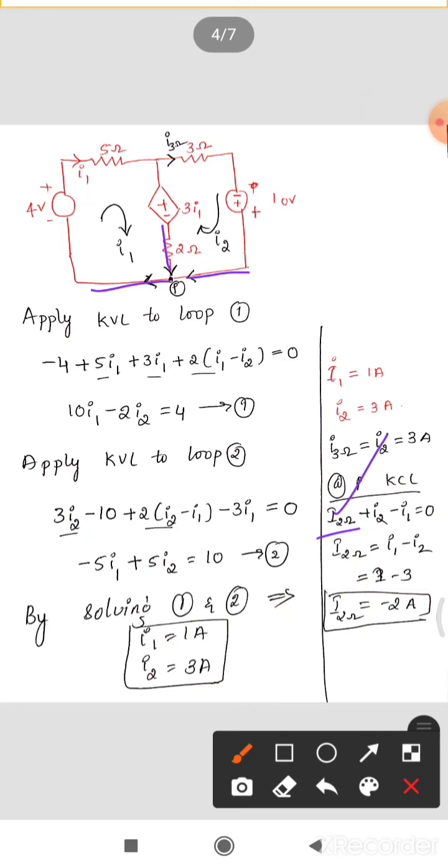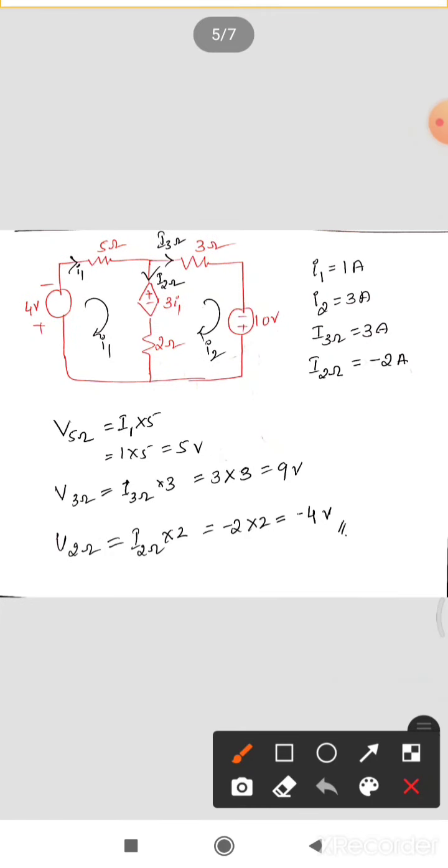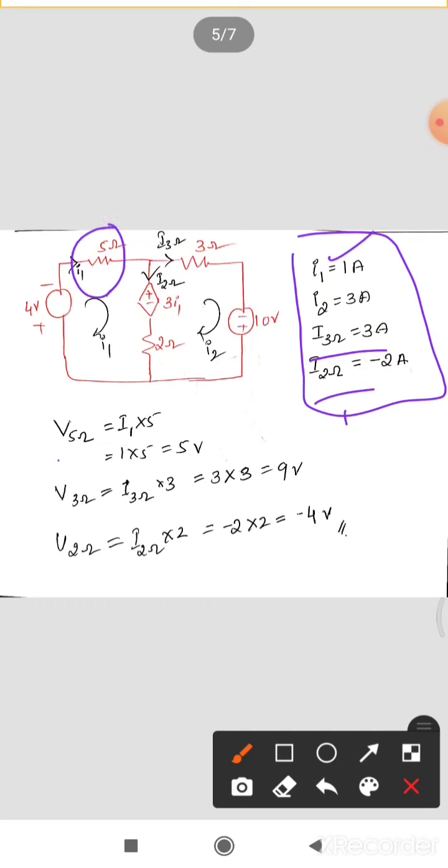Then what we require is I2 ohm. You know I1 and I2, so sending this side, it will be I1 minus I2. Do this, you get minus 2 ampere. Okay, once we calculate branch currents, let's calculate the voltage across each resistance. Since we know all these values, I1, I2 and I3 ohm, I2 ohm, and I5 ohm is also the same as I1.